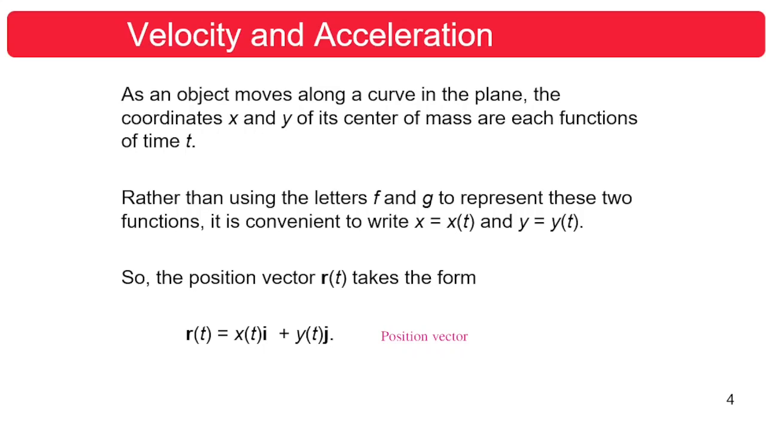Velocity and acceleration. As an object moves along a curve in the plane, the coordinates x and y of its center of mass are each functions of time t. So rather than using the letters f and g to represent these two functions, it is convenient to write x equals x of t and y equals y of t, so that the position vector r of t takes the form r of t is x of t i plus y of t j.